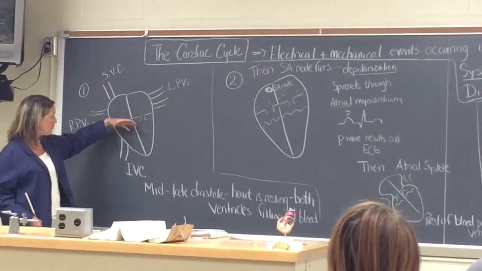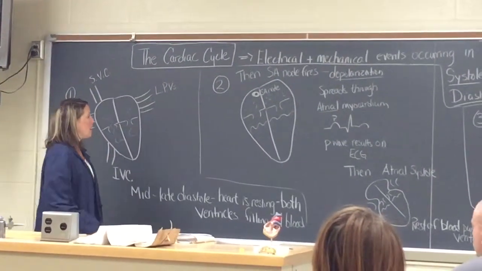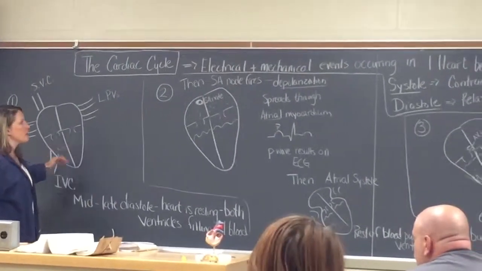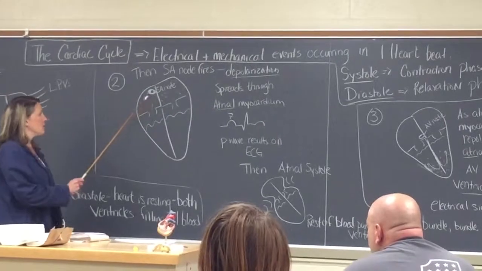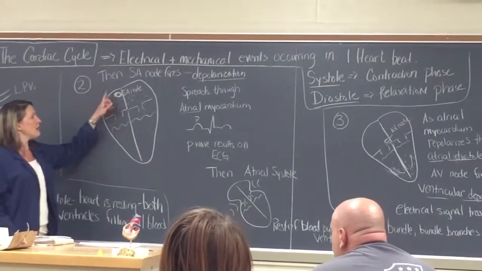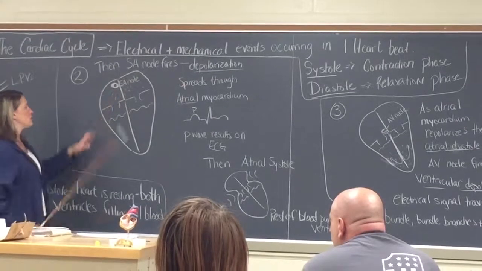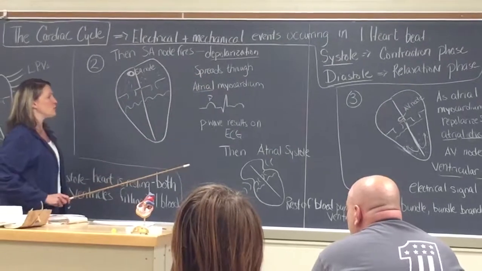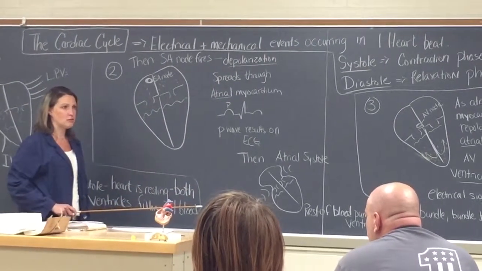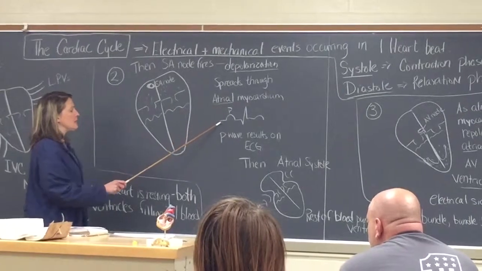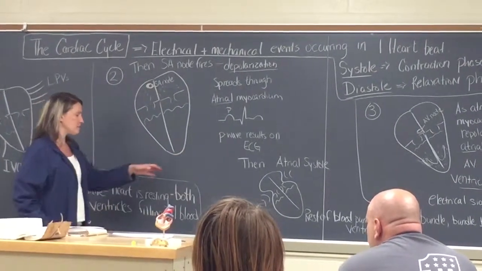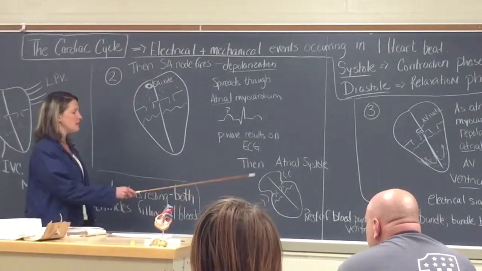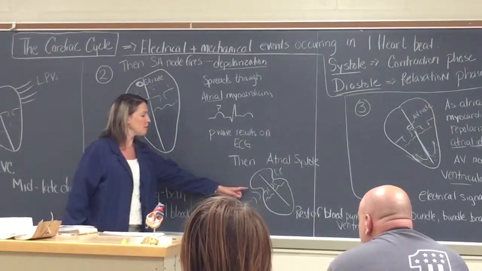Both ventricles are filling. Then, once we get to a certain level, about 60 or 70% full, the SA node will fire. The SA node is the primary pacemaker of the heart, and it will cause depolarization over the atrial myocardium. The atrial depolarization, that disruption of the membrane potential, which is excitatory, is seen as a P wave on the EKG.